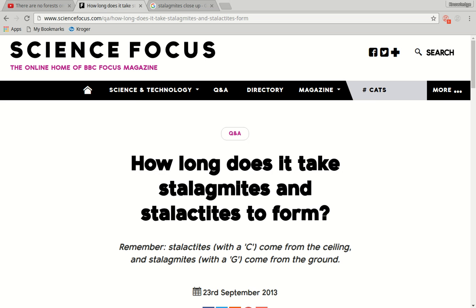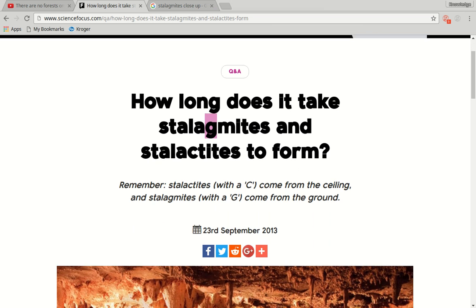Now here's a little article on how these stalagmites and stalactites form. Stalactites are the ones coming down from the ceiling. You could think of C as ceiling, and the G for ground. Stalagmites are on the ground, and basically what's happening is that the mineralized water drips to the ground and makes the one coming up from the ground, and then some of it sticks to the top and makes the one coming to the top, and sometimes they meet.